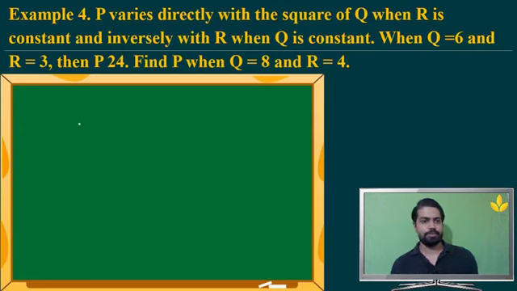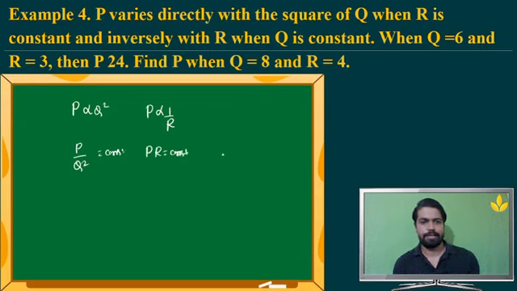So last question in this video. P varies directly with respect to square of q when r is constant, and P varies inversely with respect to r when q is constant. So we need to combine them. So I can write P by q square is equal to constant and P into r is equal to constant. So when I combine them, our equation will become P into r by q square is equal to constant. So now we got the relation P1 R1 by Q1 square is equal to P2 R2 by Q2 square.